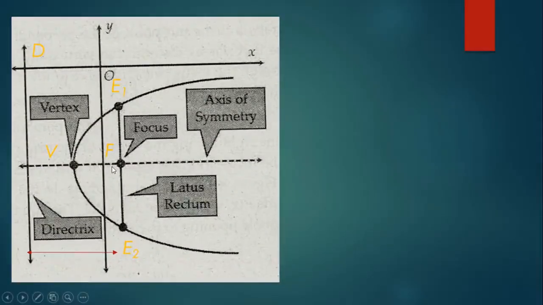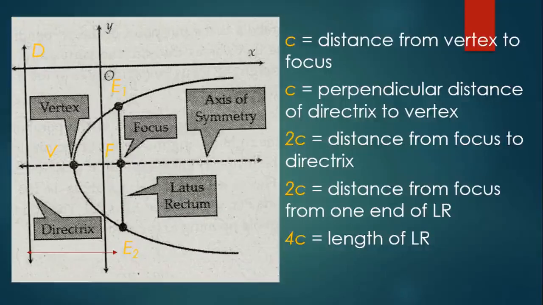F, focus. V, vertex. D, directrix. E sub 1 and E sub 2. Ano yon? Endpoints. Tigkabilang dulo ng ating latus rectum. Okay? Ano yung C? Siya yung distance from vertex to focus. Sino pa siya? Distance rin nung directrix to vertex. So, total, C plus C, that will be 2C, distance of focus to directrix. So, siya ay 2C. Okay?